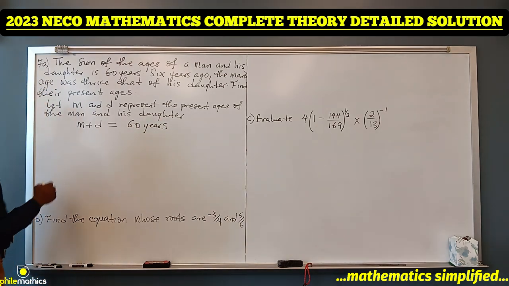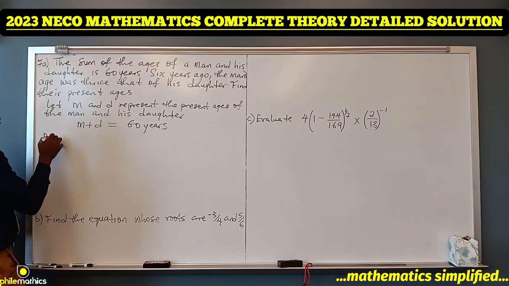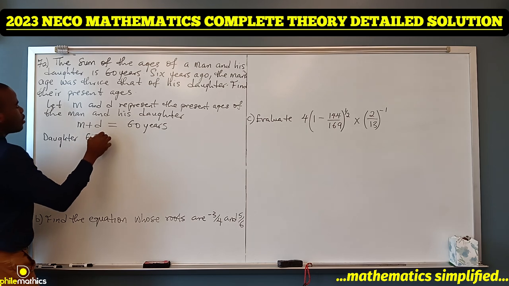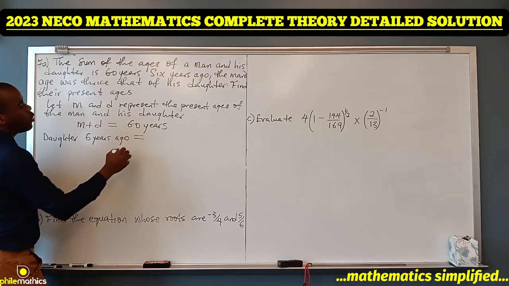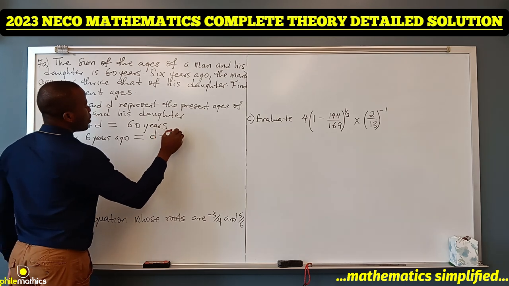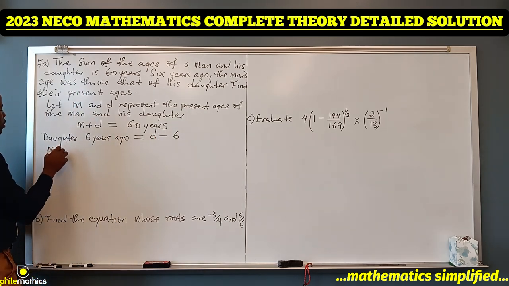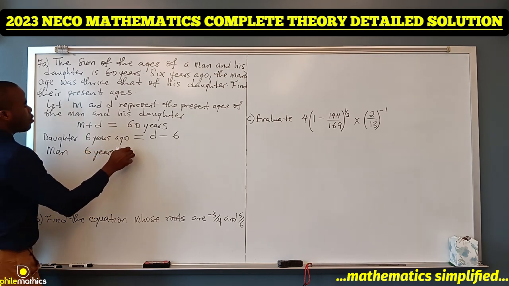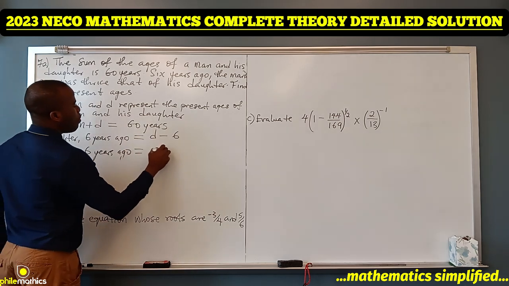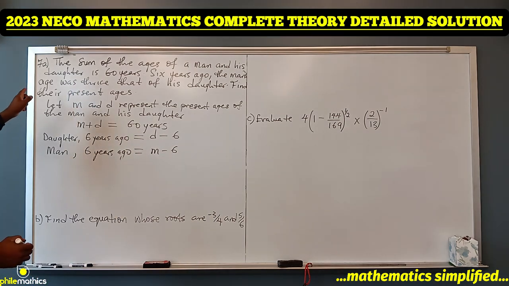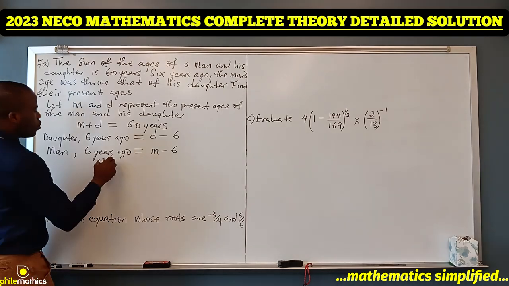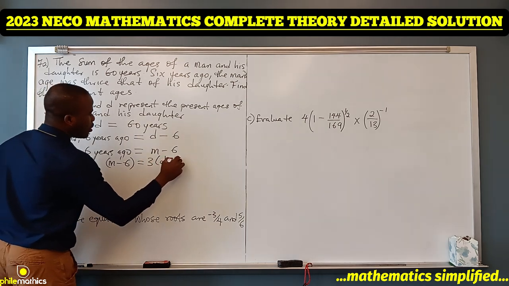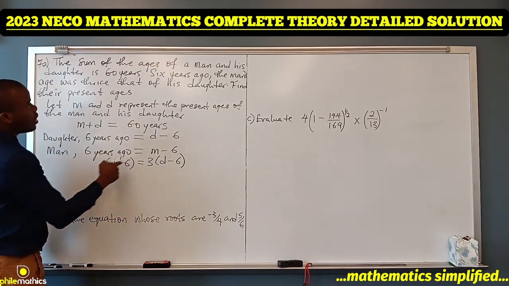6 years ago, the daughter's age was D minus 6, and the man's age 6 years ago was M minus 6. The man's age was thrice that of his daughter's age. So the man's age was 3 times the daughter's age. So we are asked to look for their present ages, which are M and D.